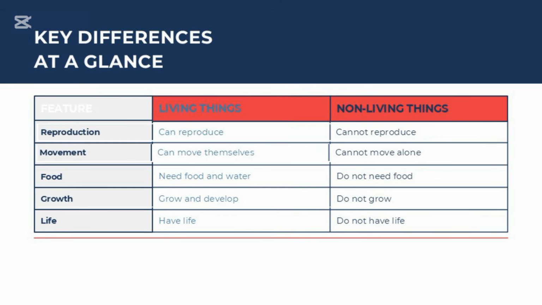So, when we compare non-living and living things at a glance, these are the key features and differences that help us distinguish between what is alive and what is not. Understanding these differences is fundamental to our study of biology and the natural world.